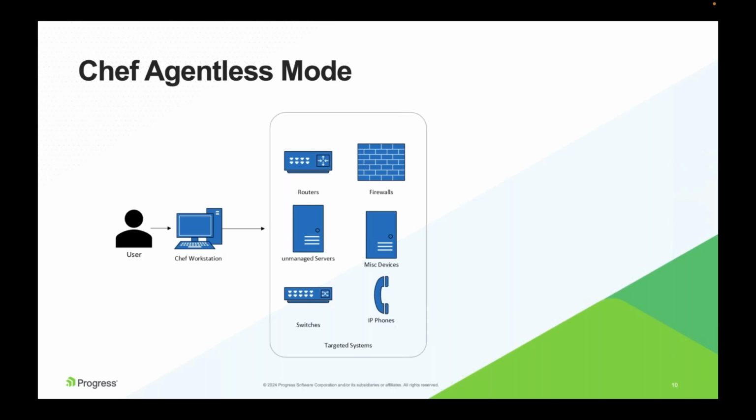So again, those routers, firewalls, switches, all those will not have any agent on them. They'll just be as they are. And then that workstation or that Bastion host is going to connect to those and talk to them directly.